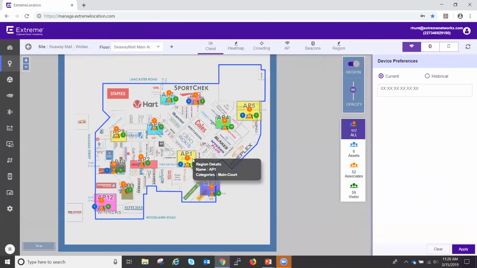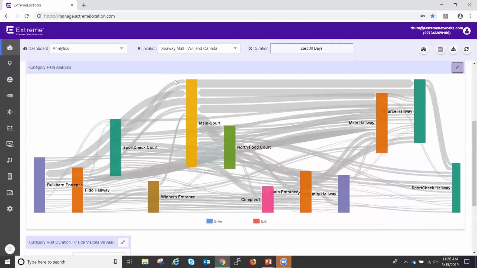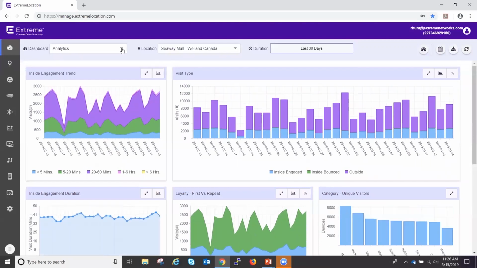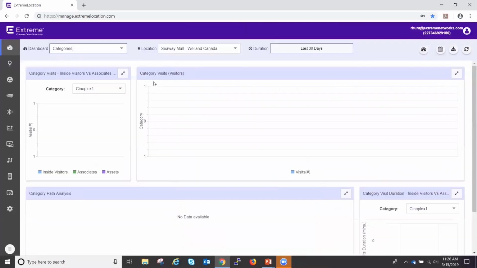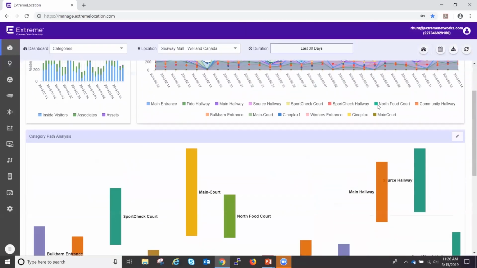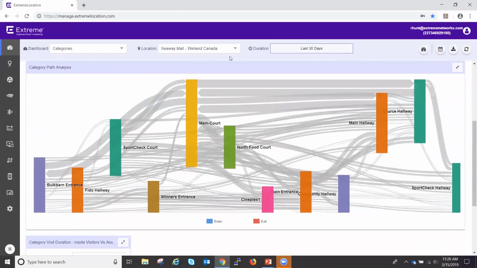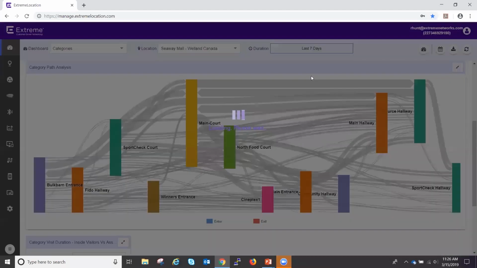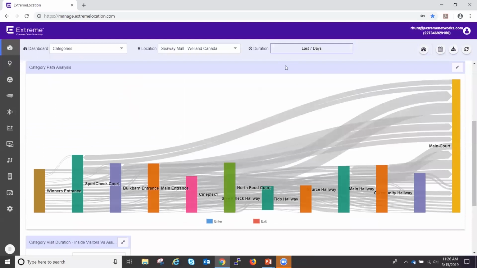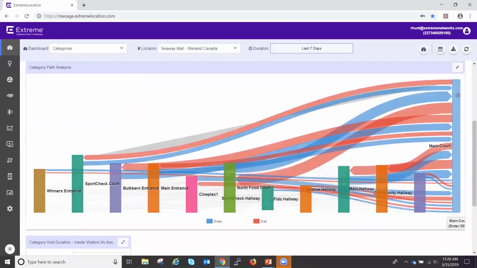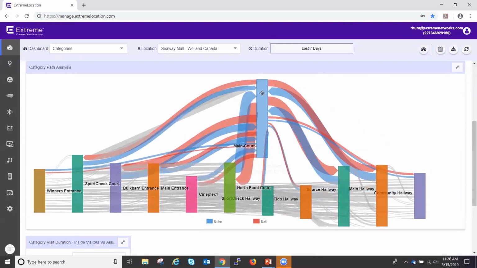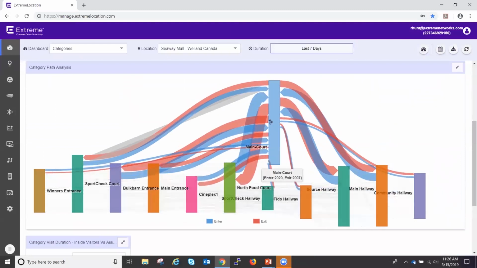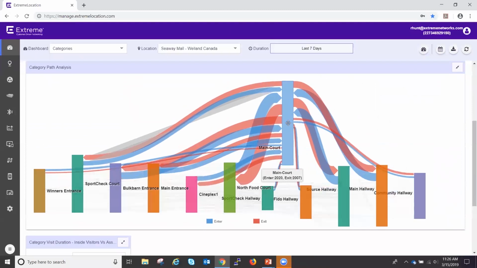When we go back to this dashboard, we can look up specific questions. For example, over the last 7 days, where did that traffic come and where did it go? Now what's nice is that we can move this around for graphical representation, and we can see over the last 7 days that we had 2,000 people enter the main court. With this information, we're able to answer the question, where did they come from and where did they go to?